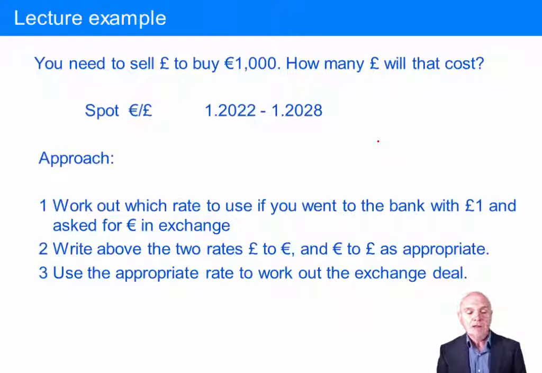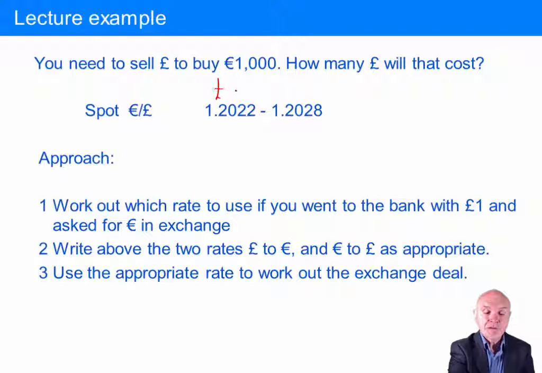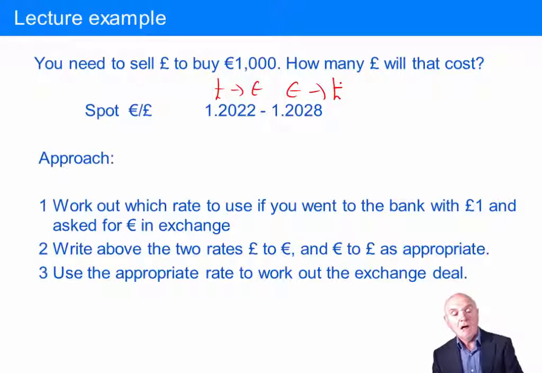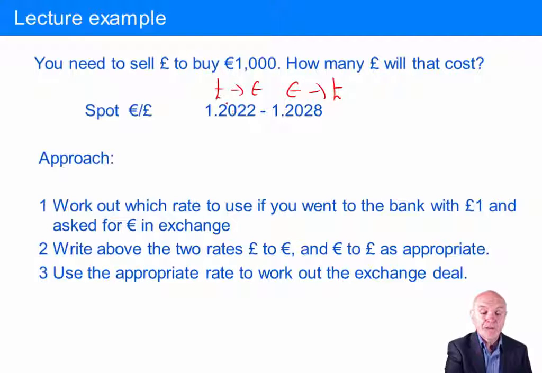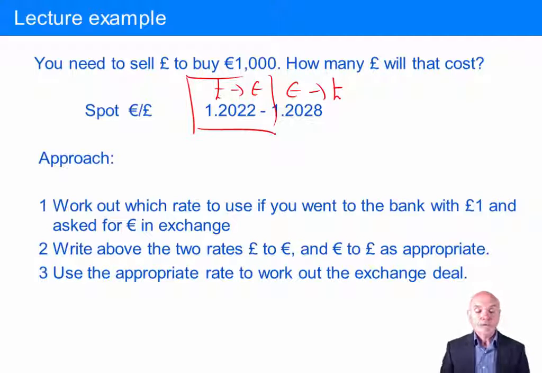So here's a little example. Well, we need to sell pounds to buy €1,000. How many pounds is that going to cost us? Well, let's look at this. This is saying the number of euros you get per pound. So I went in with £1. The bank's going to give me the lower one here. So this is going to be pounds to euros. So this here is going to be euros to pounds. What am I doing? I'm selling pounds here to buy euros. So I'm going to be interested in this one. That is the rate which is going to be applied.